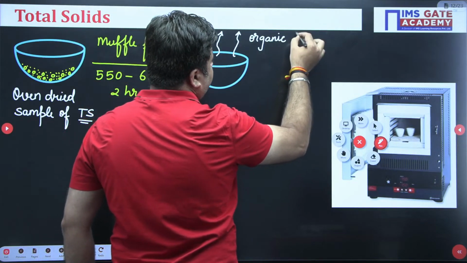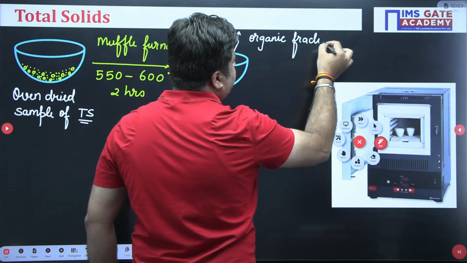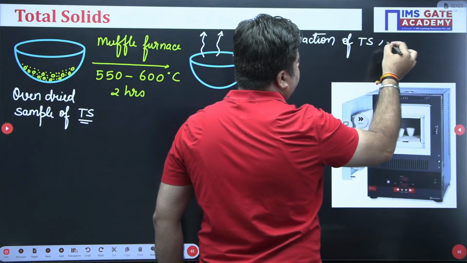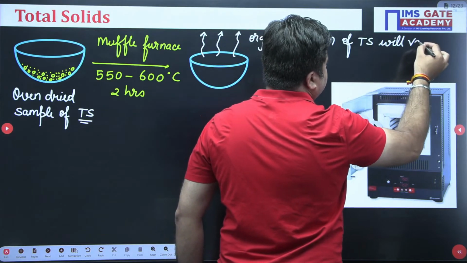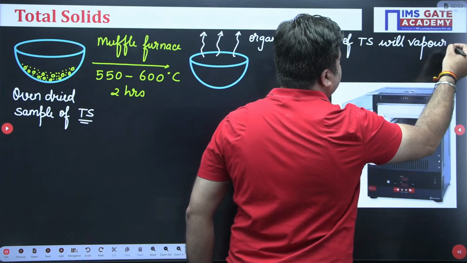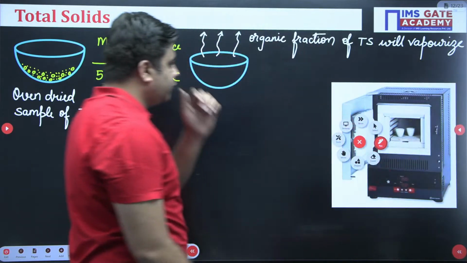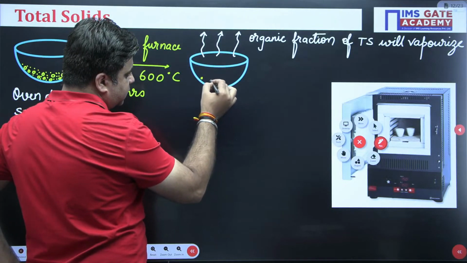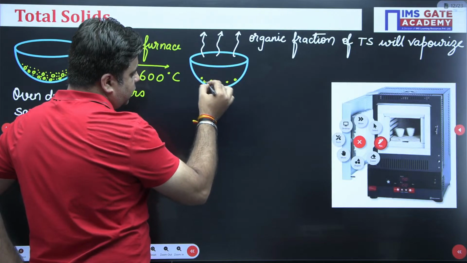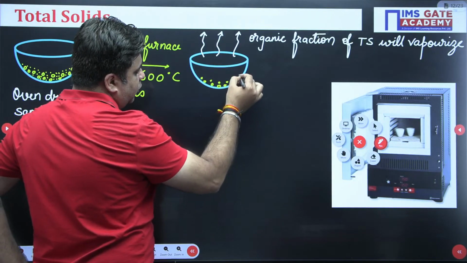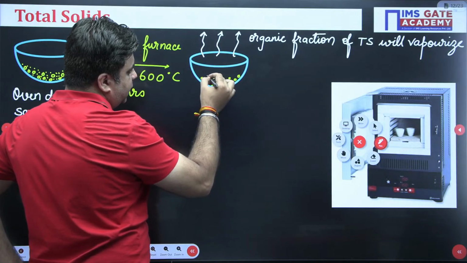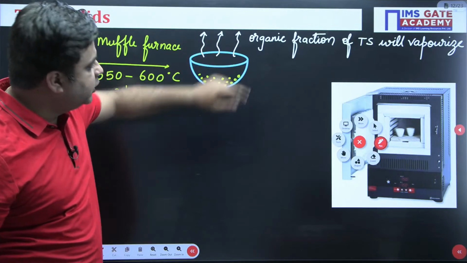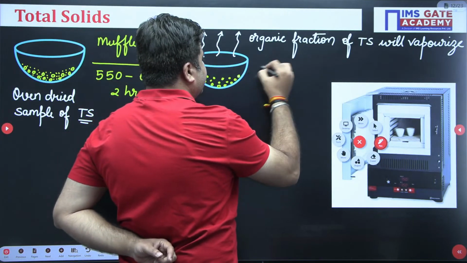The organic fraction of total solids will vaporize, and now you are only left with the fixed total solids, or inorganic total solids. So you simply take the weight of this fixed total solids.